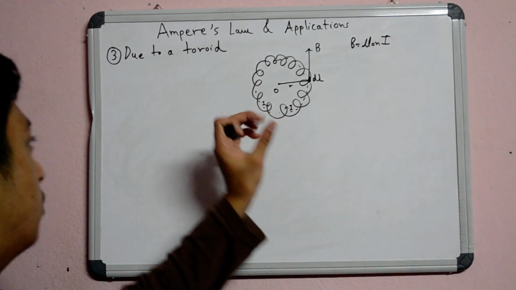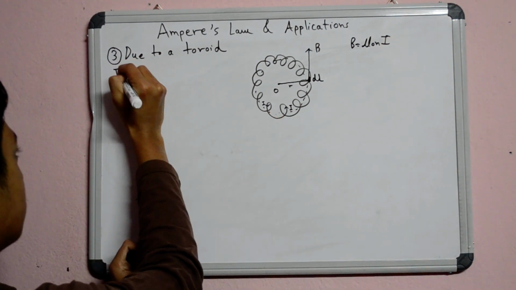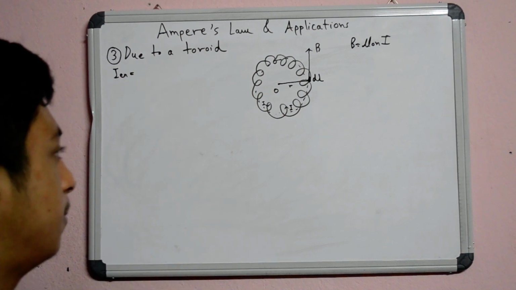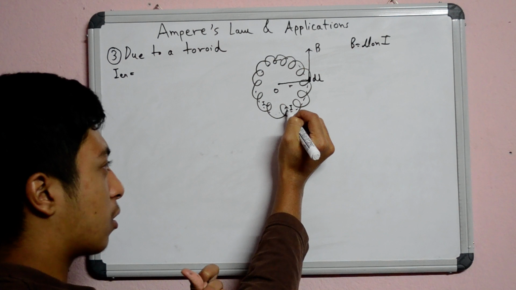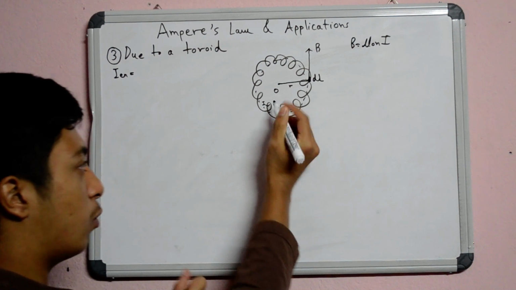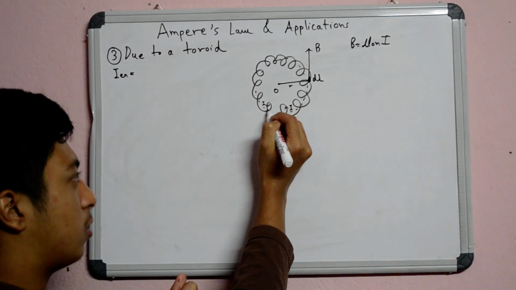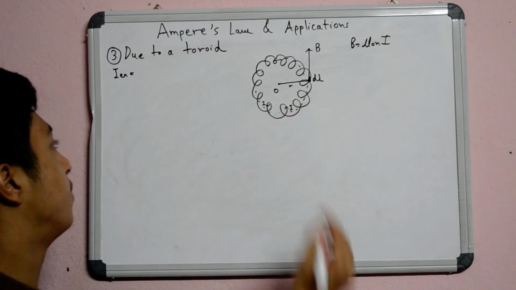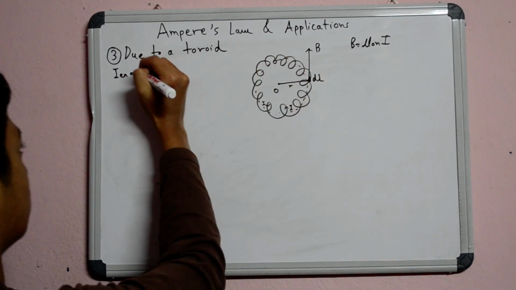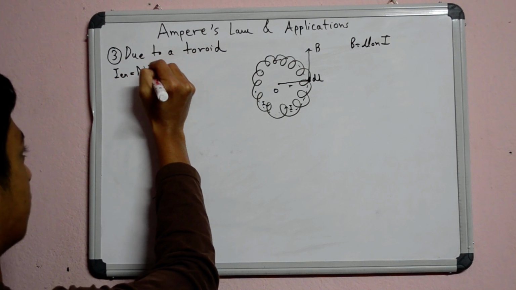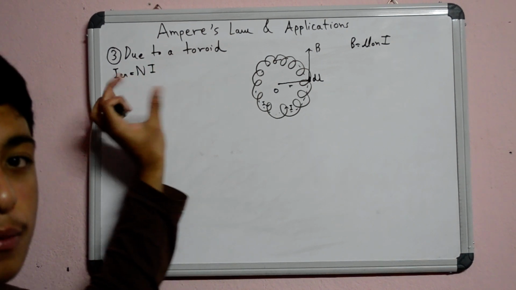So here, what we first do is find out the current enclosed by this. Now here, the current is the individual current in each of these turns. So in one turn the current is this, and in the other it is this, and in the other that. So that means the current enclosed by this whole toroid will be the total number of turns times the current. Now what is the total number of turns?